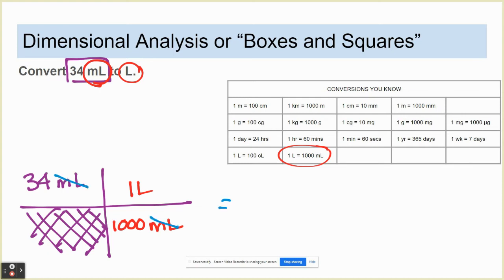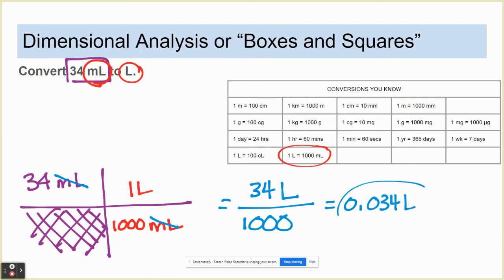Now you want to multiply top boxes first. Multiply everything at the top horizontally. So 34 times 1 is simply 34. And there's nothing left behind except for L. So let's write that down. Over. Multiply everything at the bottom. There's only one box at the bottom. It's 1,000. No units left behind. So 34 divided by 1,000 is 0.034 liters, and that's the answer.